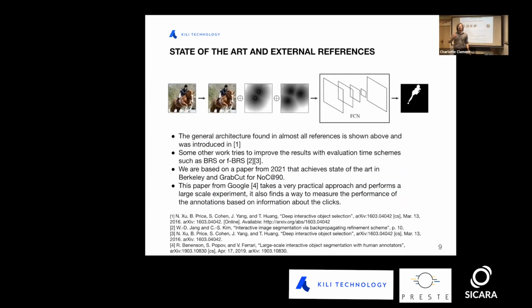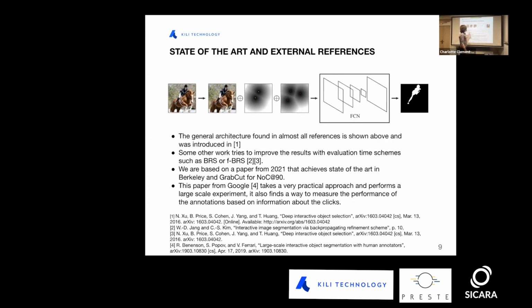So talking a little about the state of the art, what models do in general is that we have a neural network, you have the image as an input, of course, and you have the input of the embeddings to the network. And what's usually done is the embeddings for the points are just a single channel image. We have a channel for the positive points and a channel for the negative points. And in general, what changes is the network and the strategy for the clicks. But this is what is usually done.